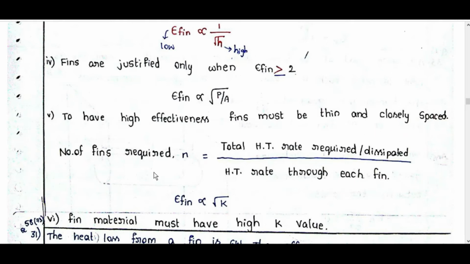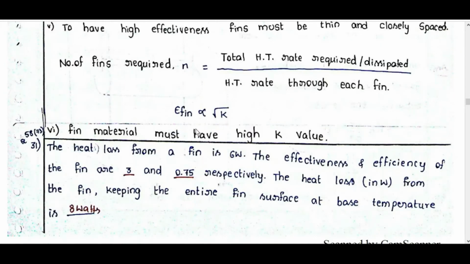The number of fins required, n, is equal to the total heat transfer required to be dissipated divided by the heat transfer rate through each fin. Epsilon fin is directly proportional to root k. Fin material must have a high k value.